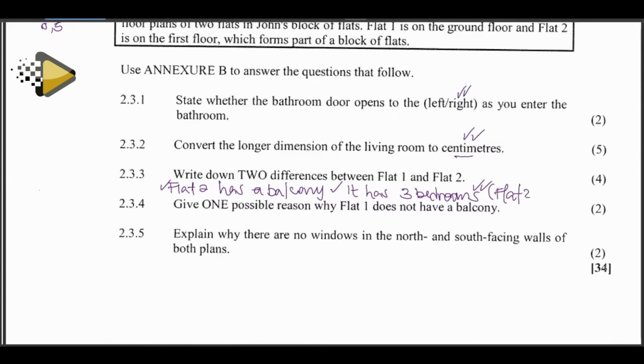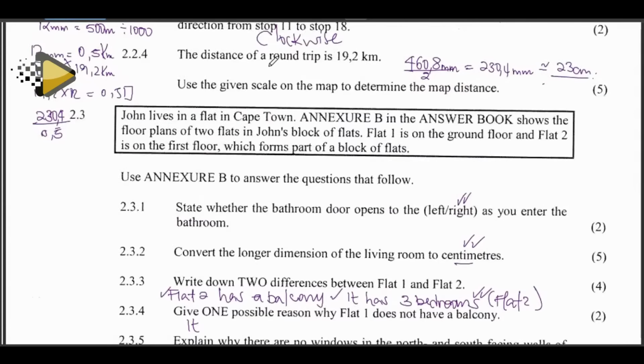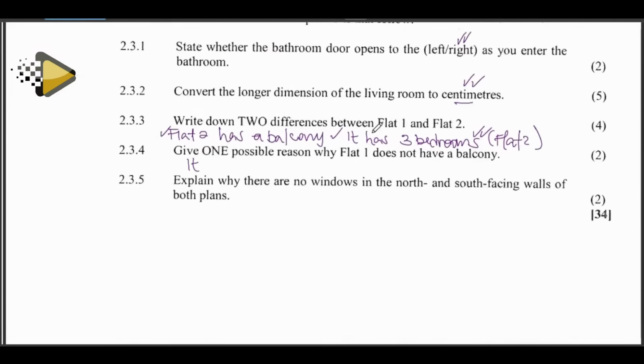This is flat 2. Flat 2 has 3 bedrooms. Give one possible reason why flat 1 does not have a balcony. The reason it doesn't have a balcony, they told you here. Flat 1 is on the ground floor. So ground floor cannot have a balcony, right? That's why. It's a ground floor. Together.